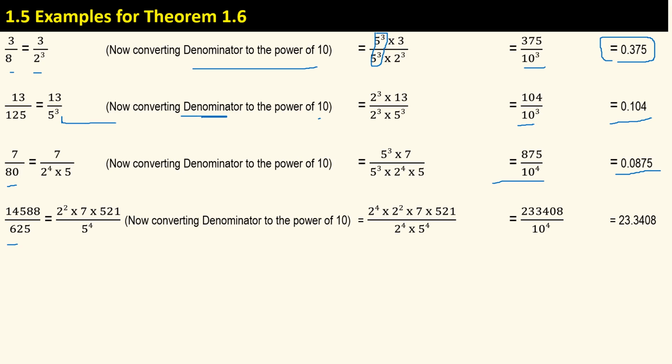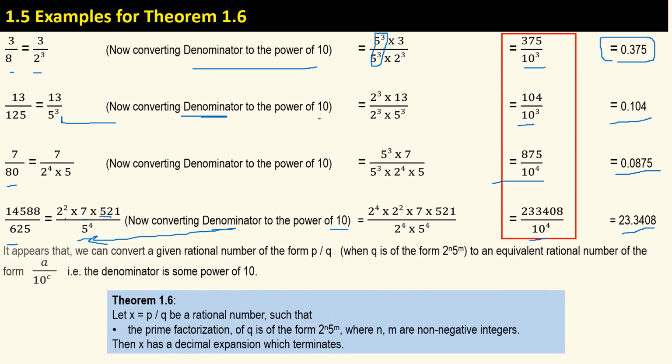And the final example for now is 14588 divided by 625, which is equal to 2 raised to power 2 multiplied by 7 multiplied by 521 whole divided by 5 raised to power 4. And if we convert the denominator into a power of 10, we get 233408 divided by 10 raised to power 4, which is equal to 23.3408.